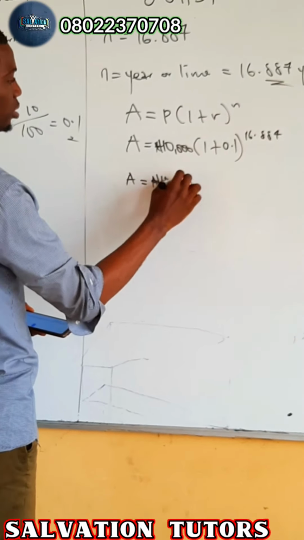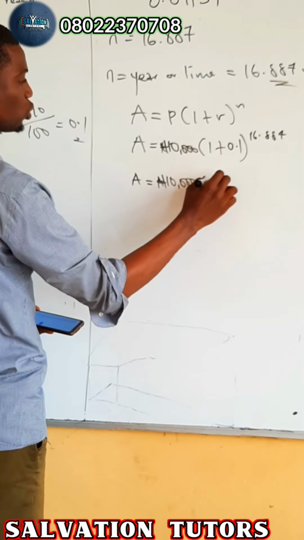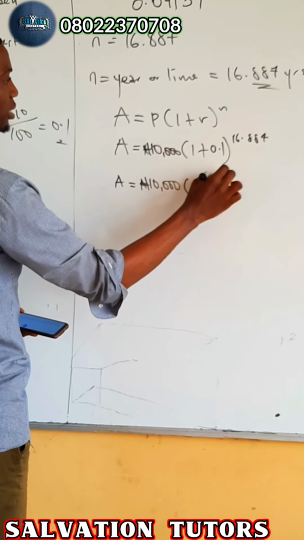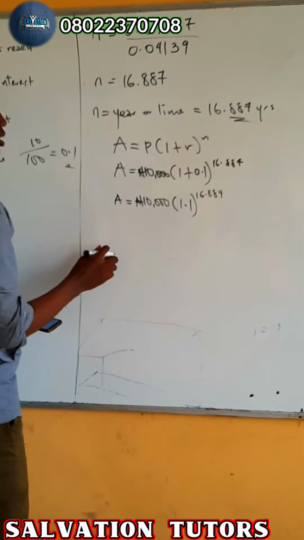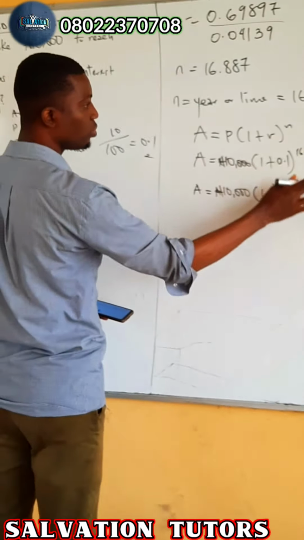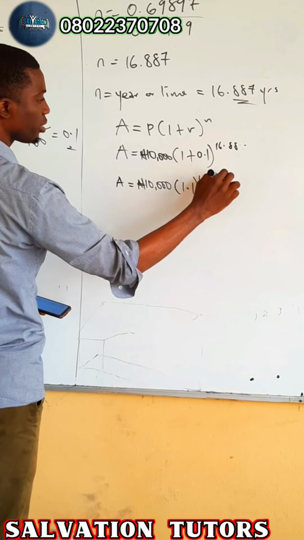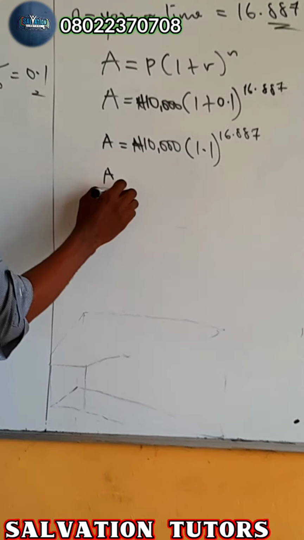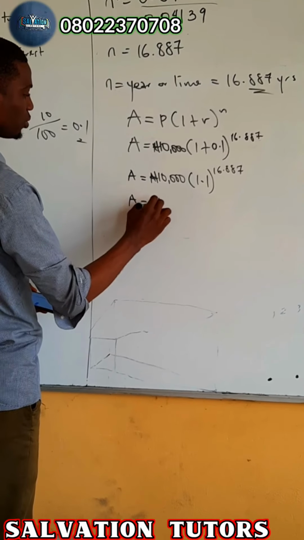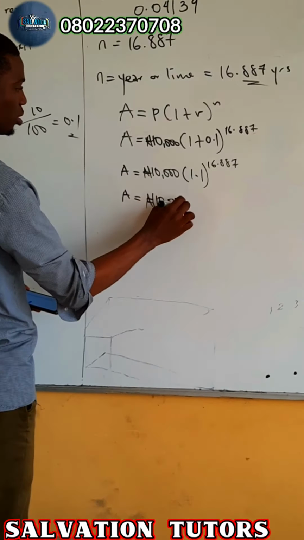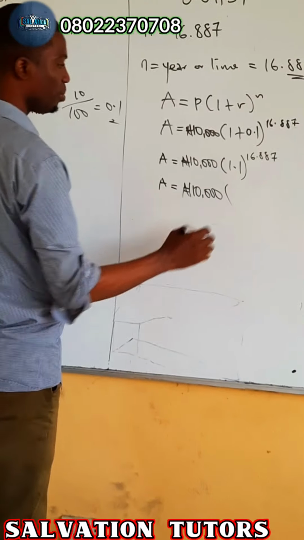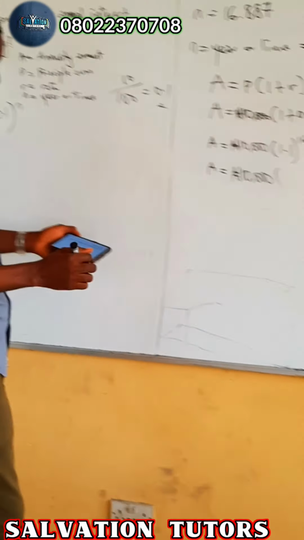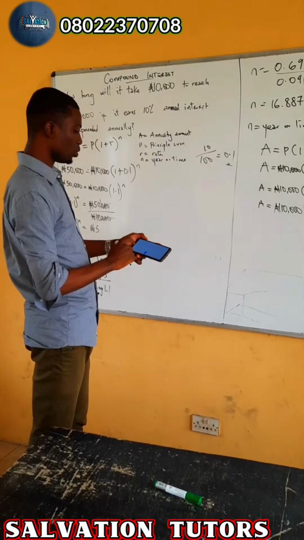So A equals 10,000 bracket 1.1 all in bracket to the power 16.887. So A equals 10,000, all in brackets. Now we need to solve for this. How do we solve for this? We go to our calculator again.